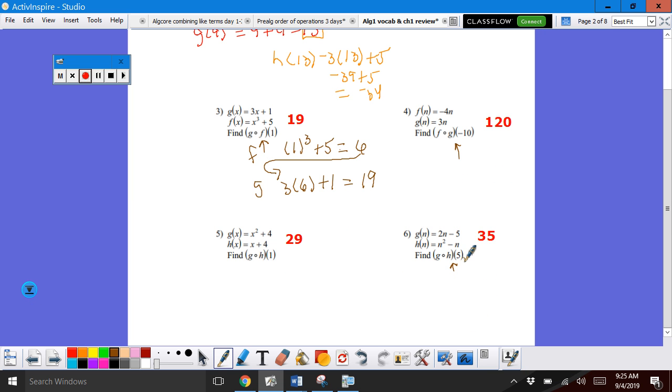Scroll down a little bit. So if I substitute into the h, I have x squared minus x, put in a 5 and a 5. So 5 squared is 25, minus 5 is going to give me 20. So that is the h function. So I take my 20 and I put it into the g function. So 2 times the 20 minus 5 gives me 40 minus 5, which takes me to 35. So hopefully that makes a little bit of sense on those.